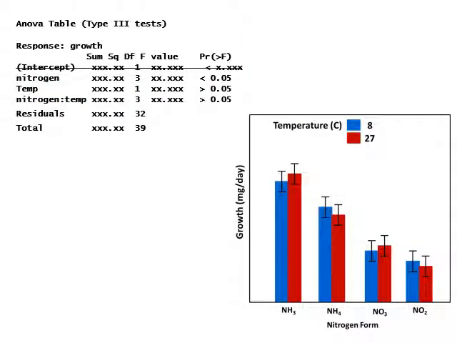So we're just going to keep going through some examples of this. Okay, so here's another hypothetical data set. The means for the nitrogen groups are pretty different, right?